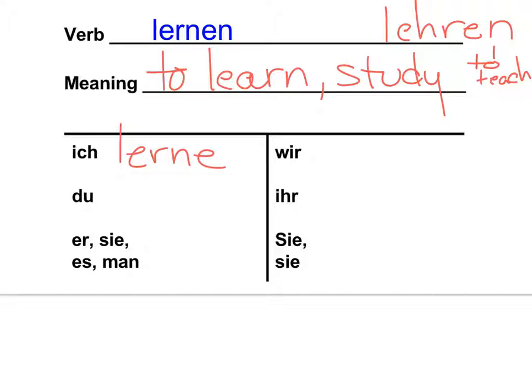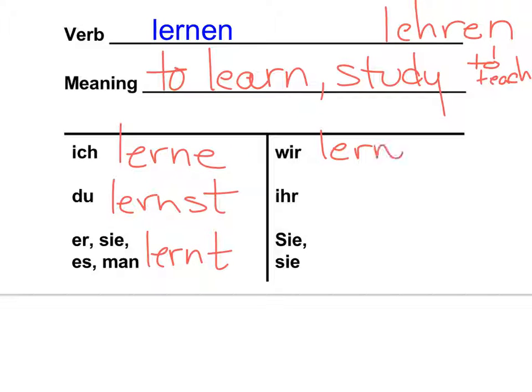Du? Lernst. Alyssa's just going to do this whole thing on her own. Here we go. There's the yes man. Not lerne. Lernt. Yeah. Wir? Lernen. Ihr? Lernt. Und sehen Sie? Lernen.